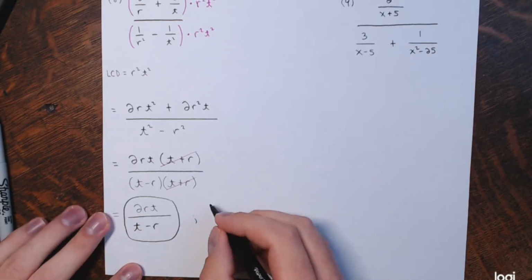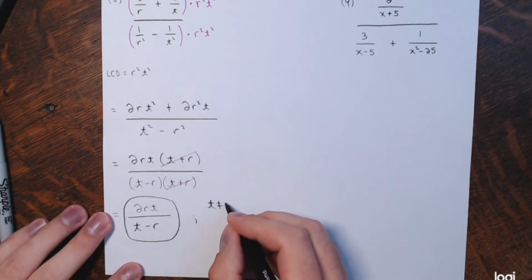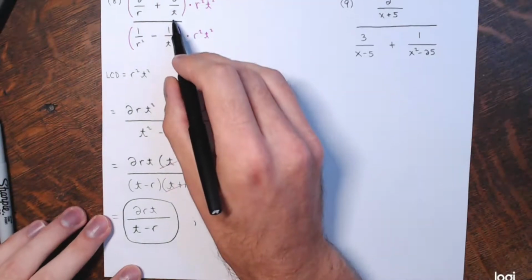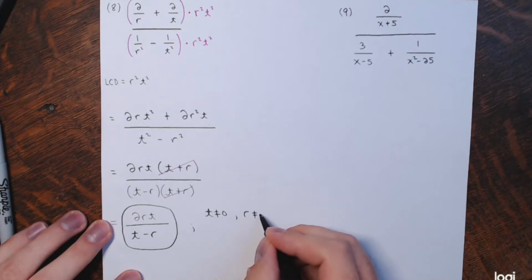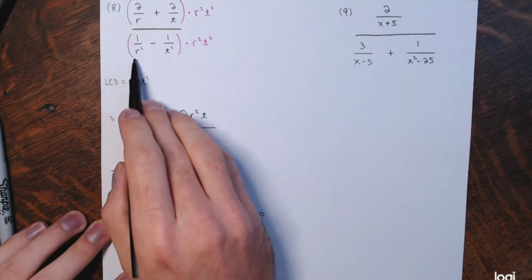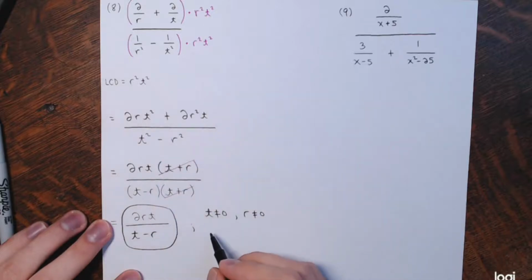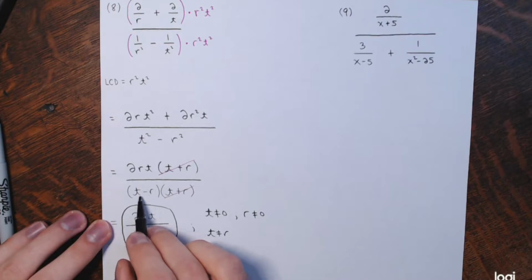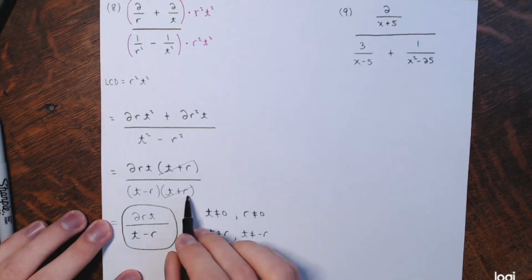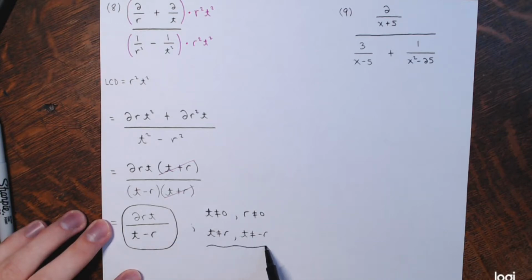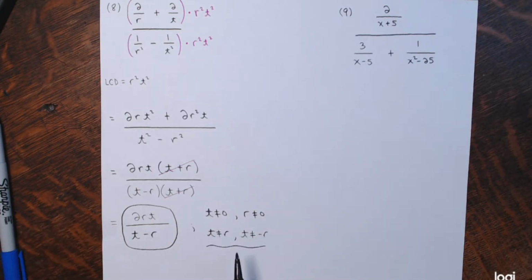And once again, t couldn't be 0, because that would make that denominator 0 right up here. r couldn't be 0, because that would make these denominators 0. And t can't be equal to r, because that would make this denominator 0, this factor. Also, t can't be the opposite of r, because the factor t plus r that was in the denominator before I canceled would be 0. So here are the conditions, very similar to example 7. Here are the conditions on the variables.